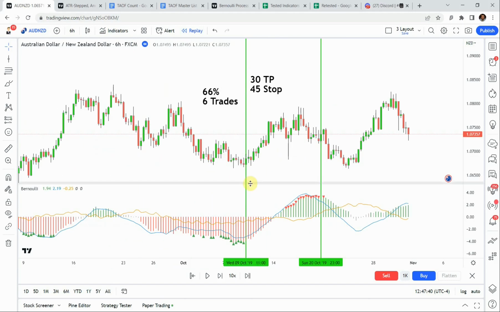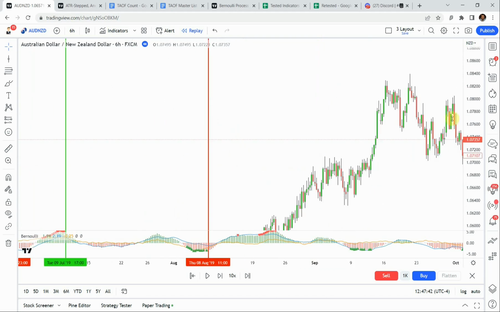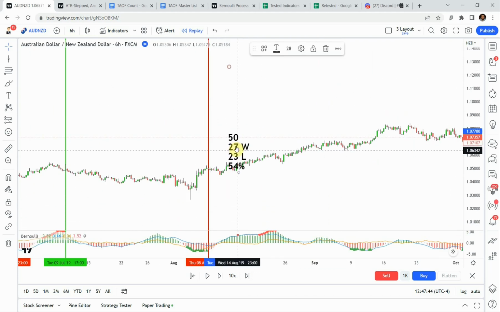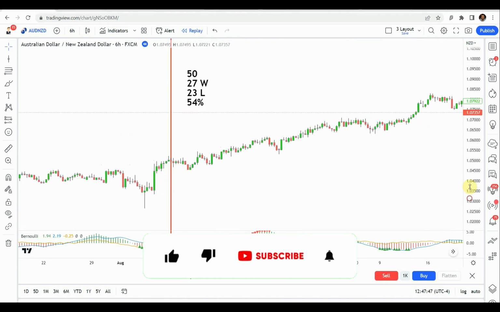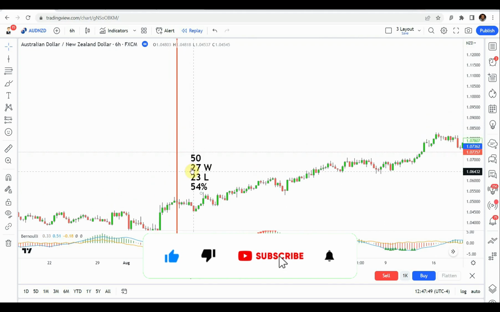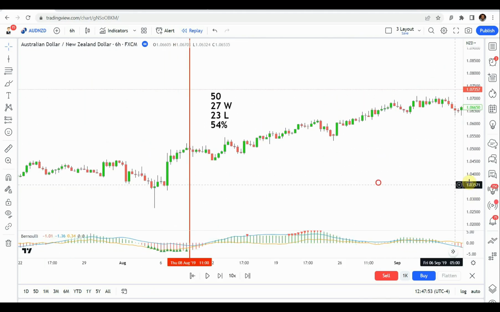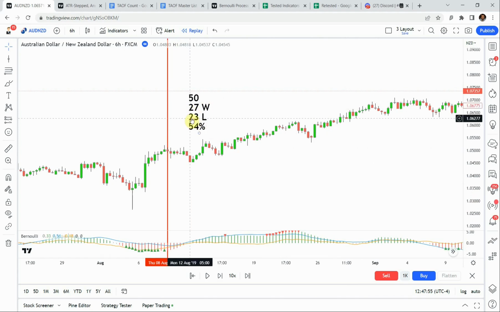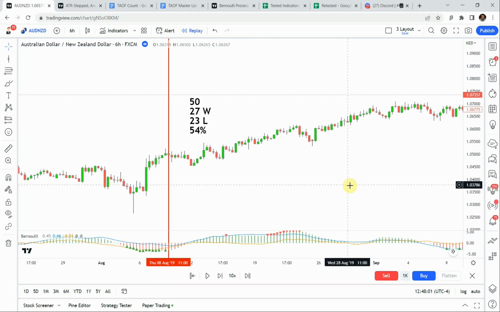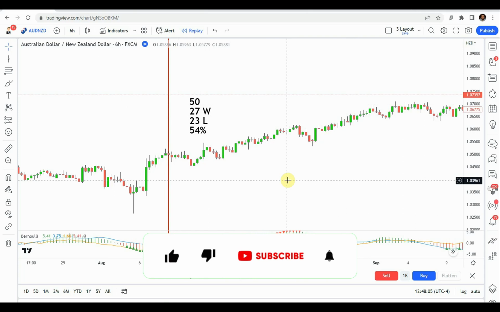Okay, let's go ahead and take a look at the advanced testing here. There we go. All right, so we have the 50 trade test like we normally do in the advanced testing. We had 27 winning trades. We had 23 losing trades. Puts us at a 54% win rate. So that did drop down below the 60% win rate that we were looking for. So it is going to go on the no list.